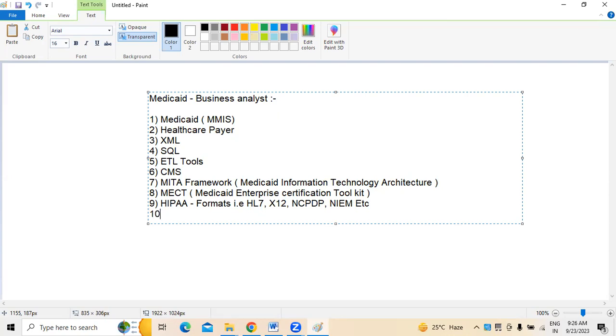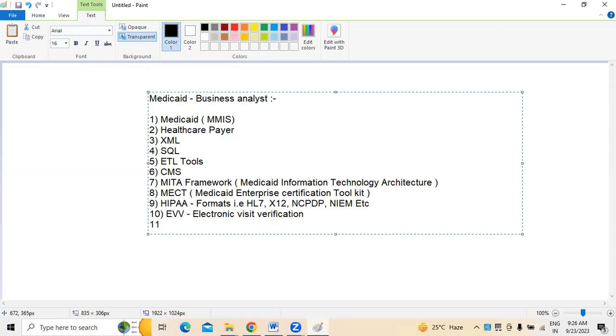At the same time, we need knowledge of EVV also, right? EVV stands for electronic visit verification. We call it electronic visit verification. This knowledge is also required. Along with this, we should be in a position to track these HMSAs. This is also required, right?